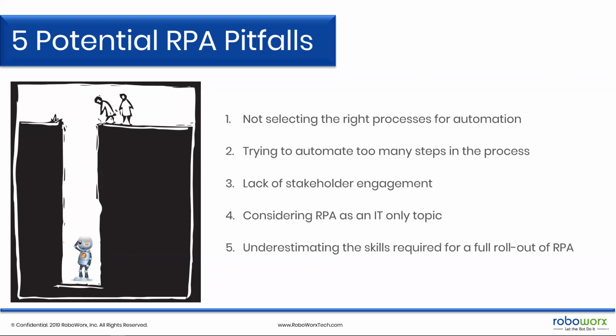If you choose the wrong one and something goes wrong, then you might feel like RPA doesn't work, and that's not true. So it's really important to pick the right one. And number two is related to number one, which is trying to automate too many steps.